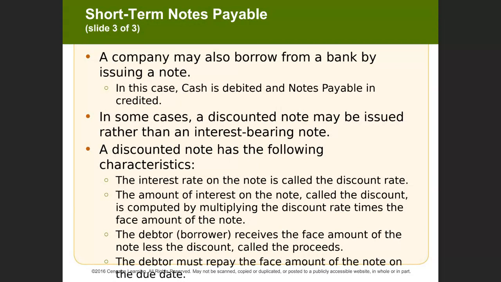With a discounted note, the interest rate on the note is called the discount rate. The amount of interest on the note, called the discount, is computed by multiplying the discount rate times the face value of the note. The debtor, also known as the borrower, receives the face value amount of the note minus whatever the discount is, called the proceeds. And the debtor must repay the face value amount of the note on the due date.